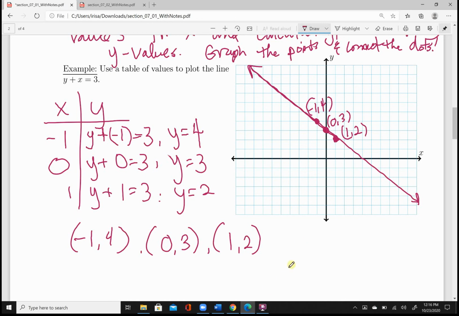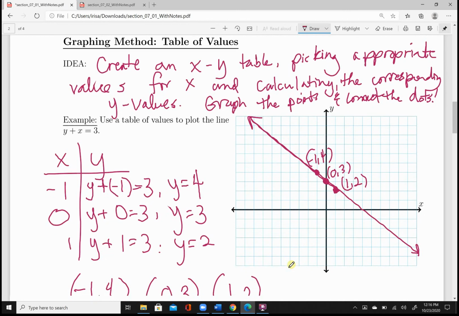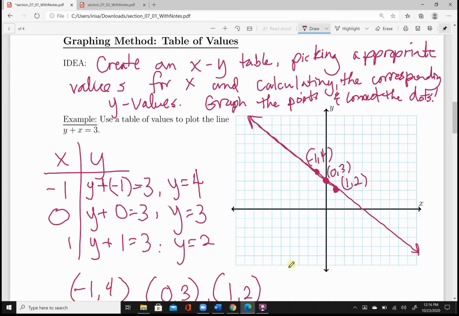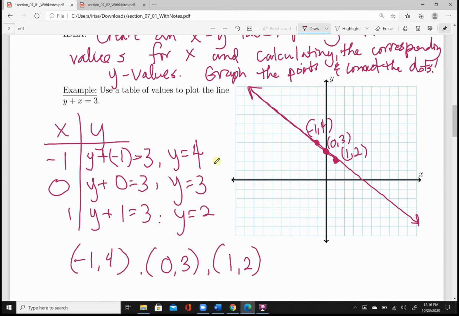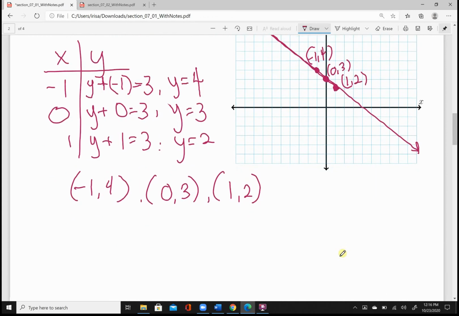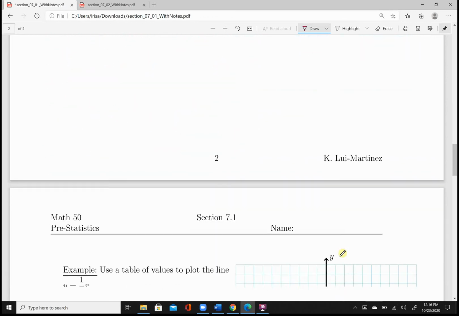There's the plotting points method, or table of values, which leads to plotting points, okay? This method has a couple of different names, obviously. I just called it the plotting points method. This lecture notes calls it table of values. The table of values allows you to get points that you know have to be on the line, you plot them, and then you connect them with a straight trajectory with arrow points, making a line. Okay, great. Moving on.